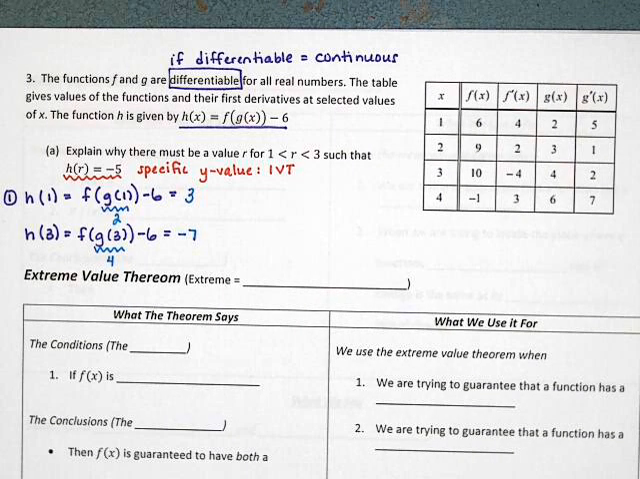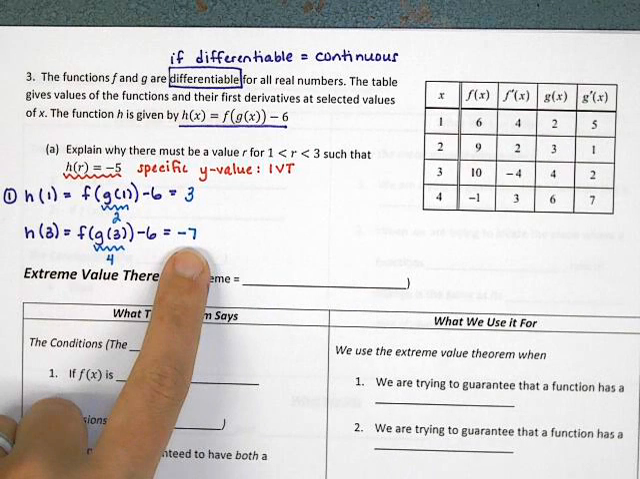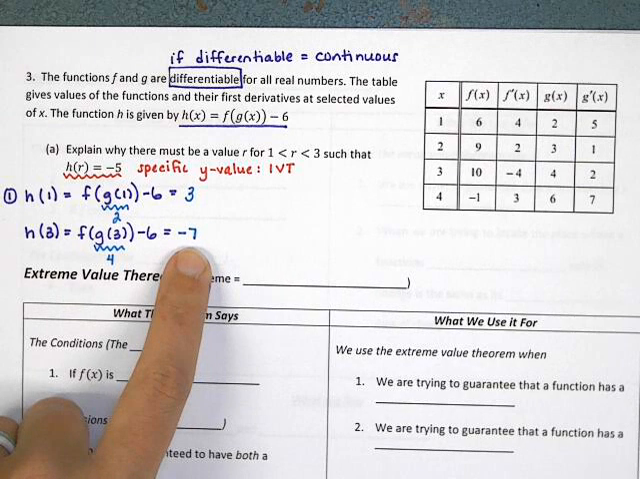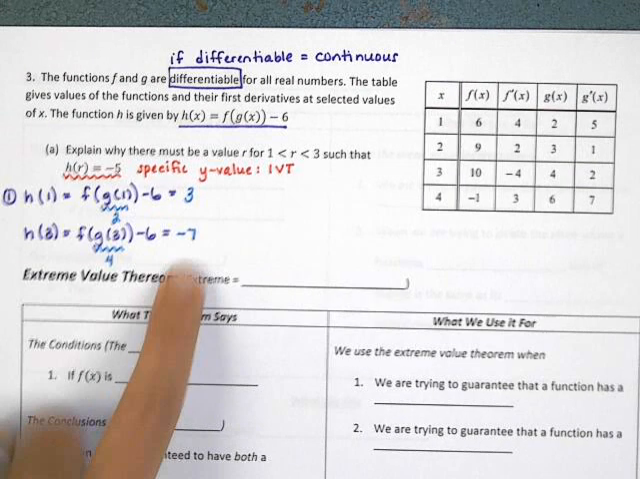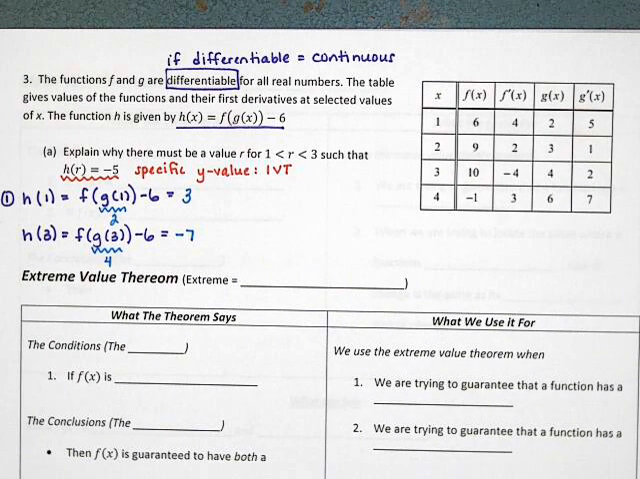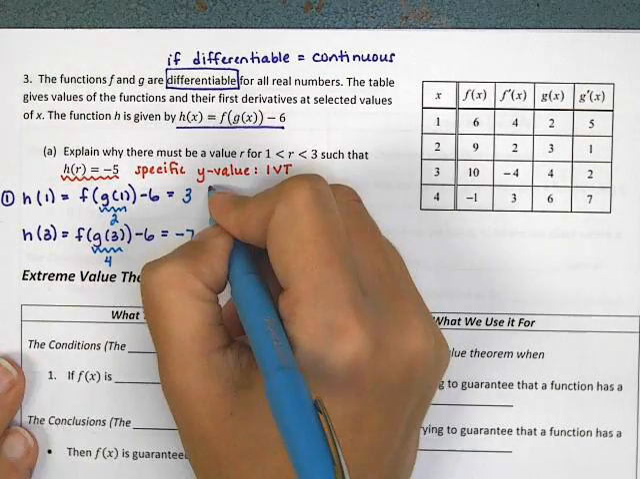Now it says explain why there must be a value r between 1 and 3 such that h of r equals -5. Can I say that -5 is in between 3 and -7? Well, yes. So the reason is going to be because of the intermediate value theorem.